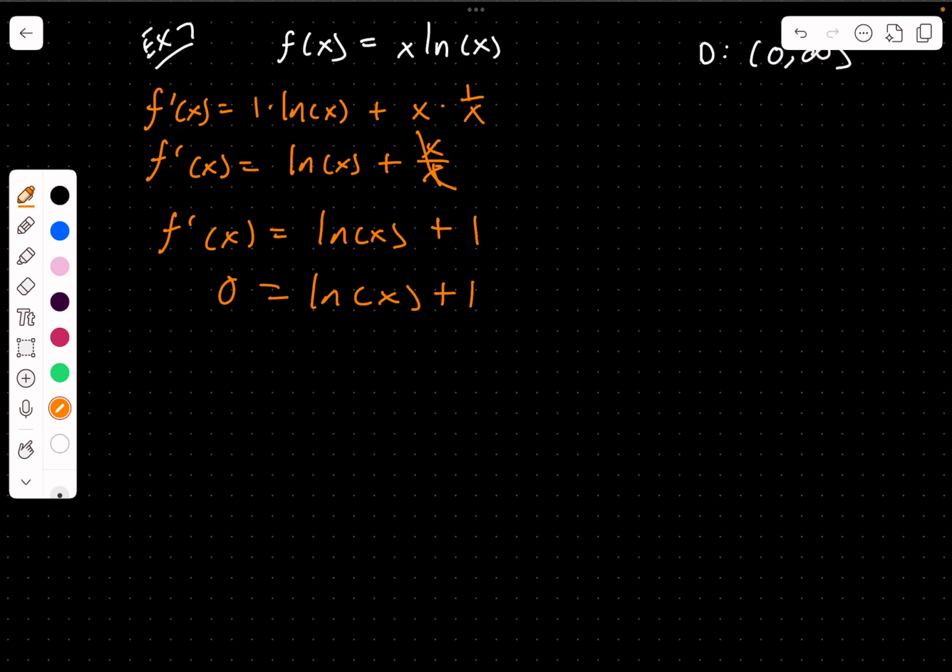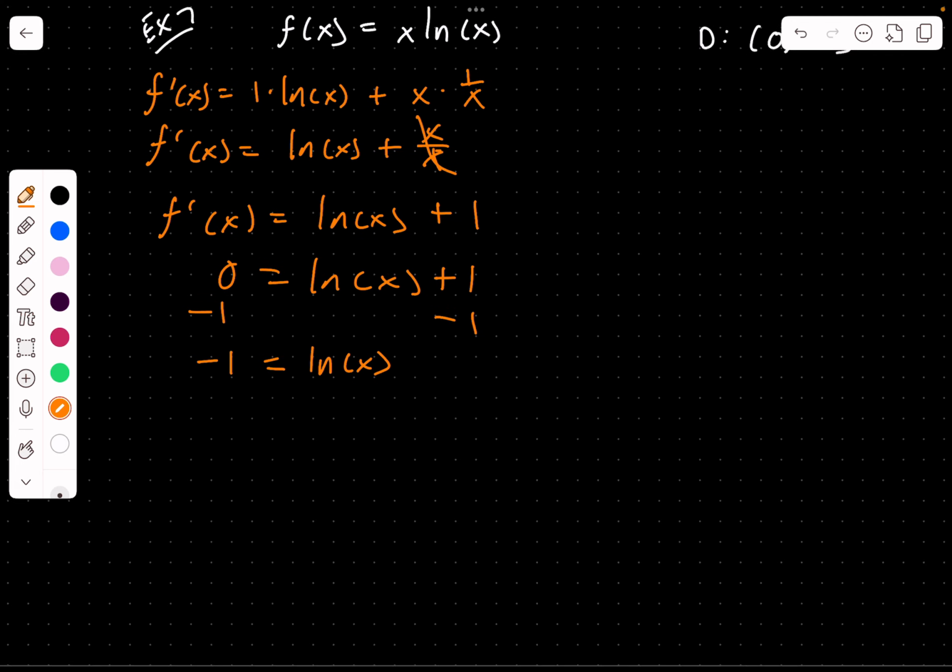Okay, so let's solve. Let's get x by itself. So we get negative 1 equals ln of x. And then again, we're going to use that log exponential rule, which states: ln of x equals a, so x equals e to the a. So that's what we're going to do right now.